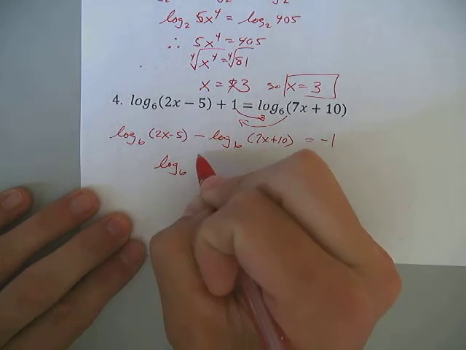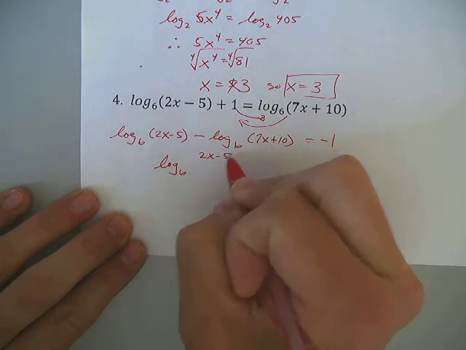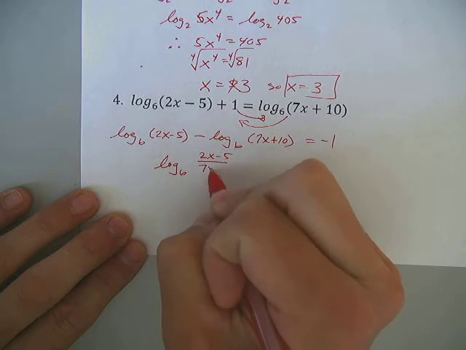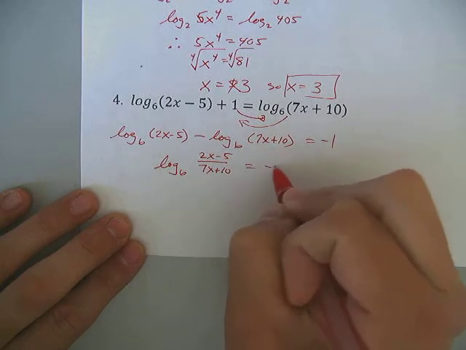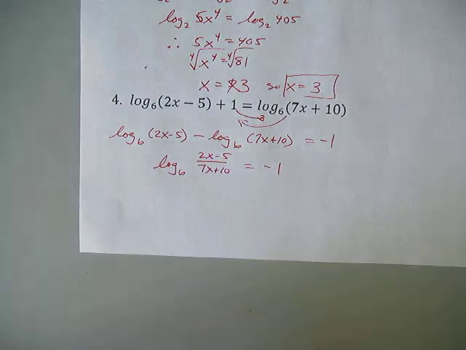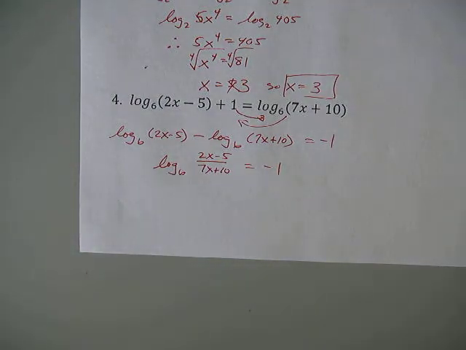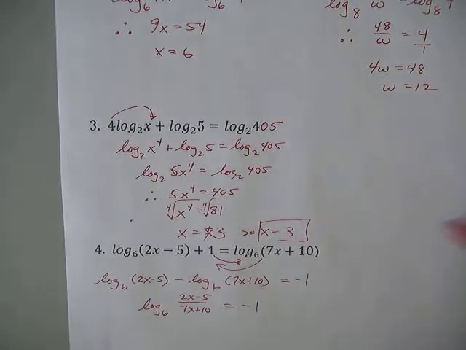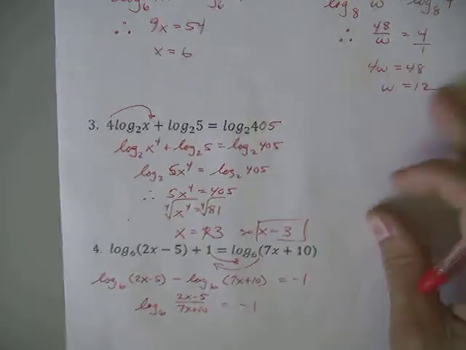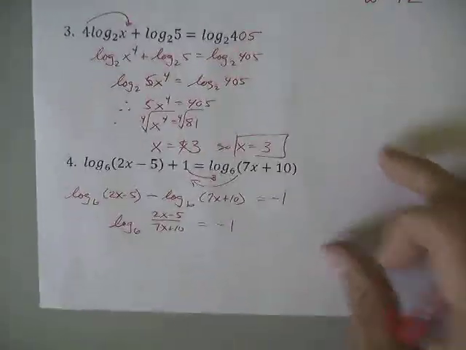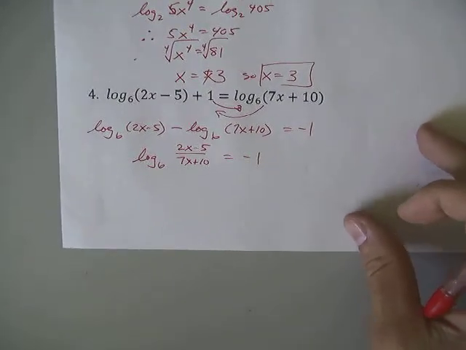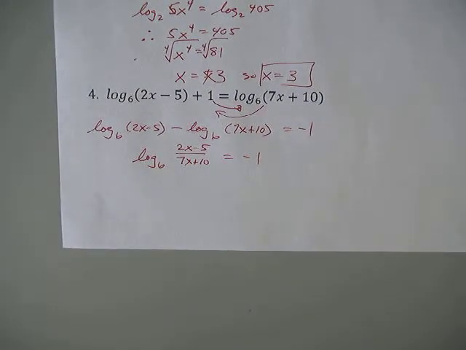Next, I'm going to do my quotient property, or the reverse of it. So it'll be log base 6 of (2x minus 5) over (7x plus 10) equals negative 1. Now you might be asking yourself, well, how does that help me? I can't do what I've done up here where I just dropped off my logs. I've done that for every one of these so far.